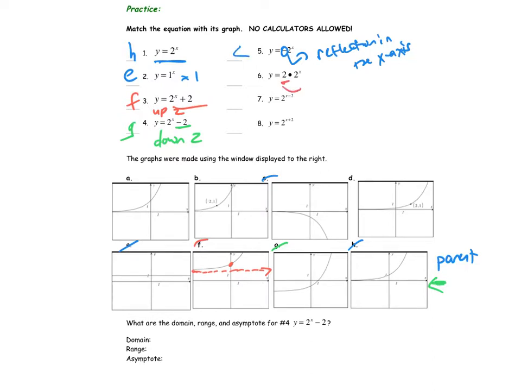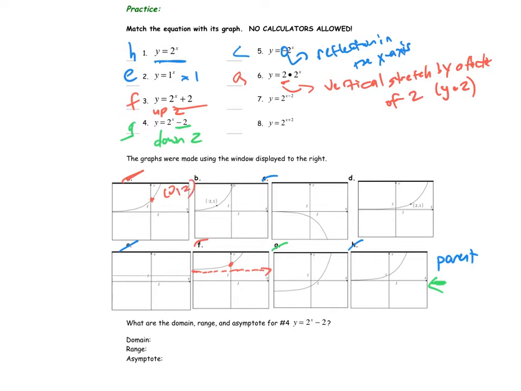Number 6, the 2 out in front, that's a vertical stretch by a factor of 2. Okay, and that's going to multiply all y values by 2. So instead of going through 0, 1, it should be going through 0, 2, and it's still going to be growth, but it's going to be a little bit steeper because of that vertical stretch. So if I look at my remaining graphs, I have A, B, and D, just A, B, and D. This has to be A because this is going through 0, 2, and it's growing a little faster than the parent function.